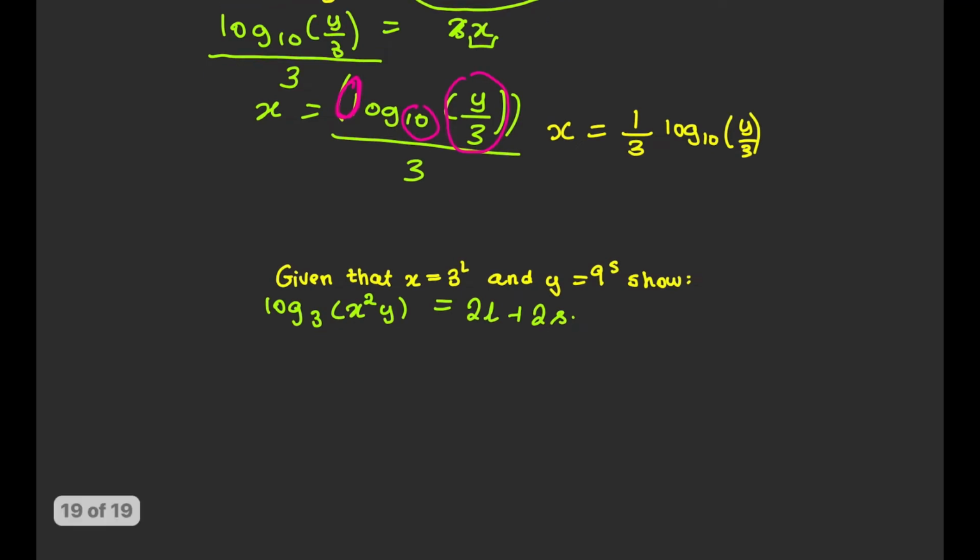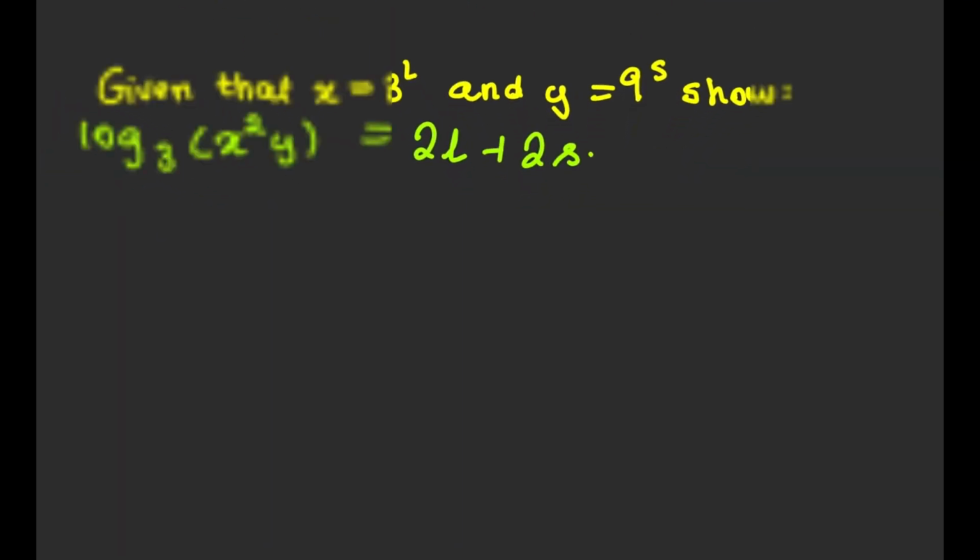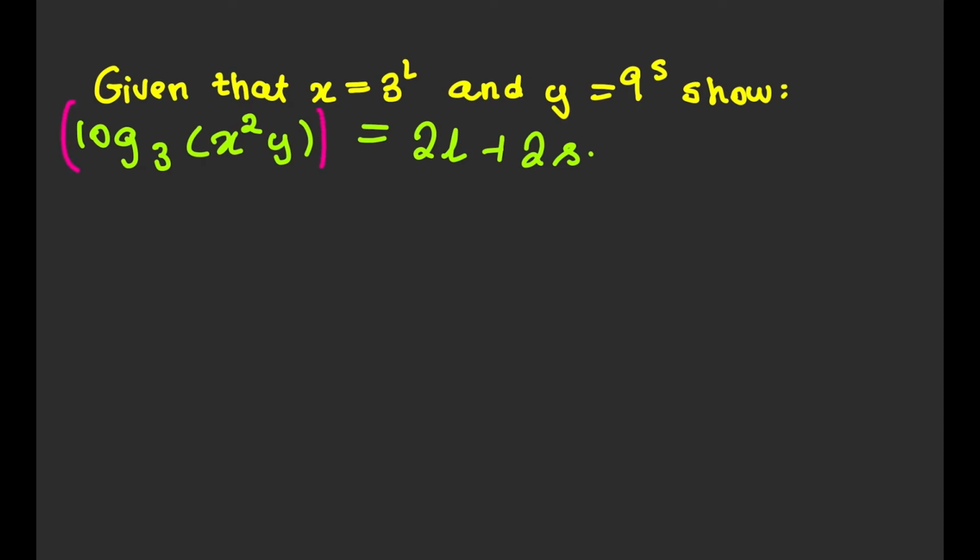Alright, now let's approach our next question. The question states, given that x is equal to 3 power L and y is equal to 9 power S, show that log base 3 of x squared y is equal to 2L plus 2S. So number one, the strategy we must take hold of for this question is, let's look at the log expression. What can we do here to split these two variables?